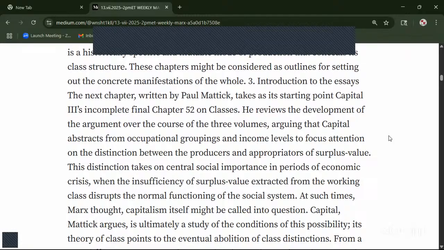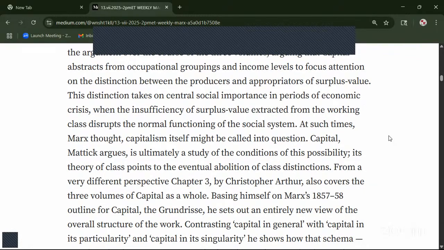At such times, Marx thought, capitalism itself might be called into question. Capital, Maddock argues, is ultimately a study of the conditions of this possibility. Its theory of class points to the eventual abolition of class distinctions.